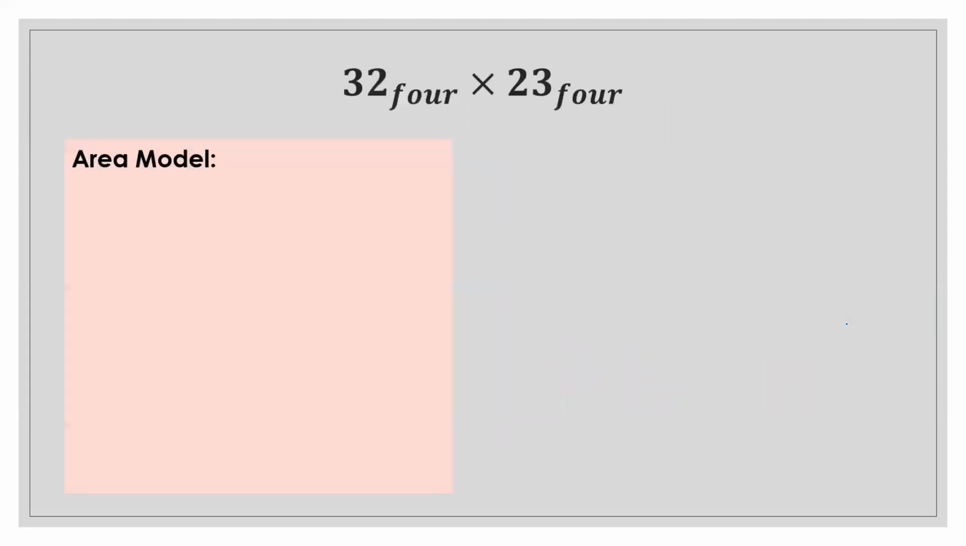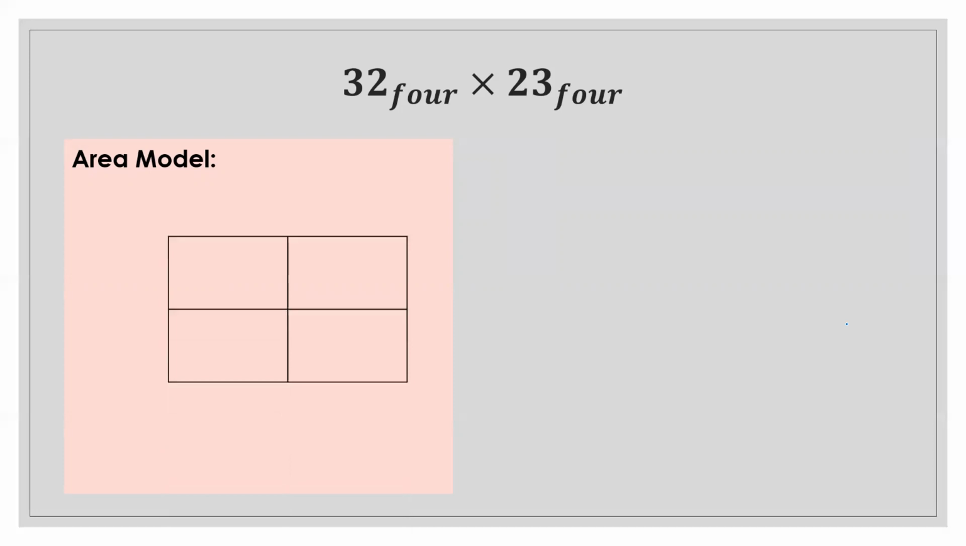Okay, so suppose you have 3, 2 multiplied by 2, 3 in base 4. Not 32, but 3, 2 in base 4 and 2, 3 in base 4. Okay, I'm going to show you 2 different ways. First is the area model. Multiplication of 2 numbers can be thought of as the area of a rectangle, like length times width, right? So we have a rectangle like that.